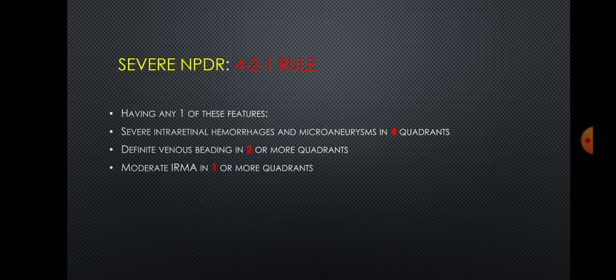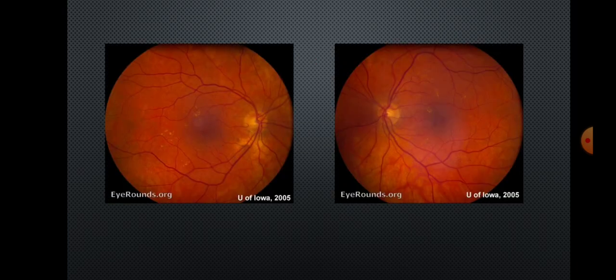We also should know about the severe NPDR. There is a rule called the 4-2-1 rule. Having any one of these features tells us that this is severe NPDR: severe intraretinal hemorrhages and microaneurysms in 4 quadrants, definite venous bleeding in 2 or more quadrants, moderate edema in 1 or more quadrants. In these photos, we see mild NPDR.